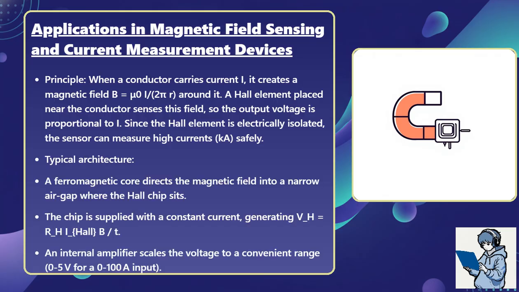Typical architecture. First, a ferromagnetic core directs the magnetic field into a narrow air gap where the Hall chip sits. Second, the chip is supplied with a constant current, generating V_H = R_H I B / t. Third, an internal amplifier scales the voltage to a convenient range, 0 to 5 volts for a 0 to 100 amp input.